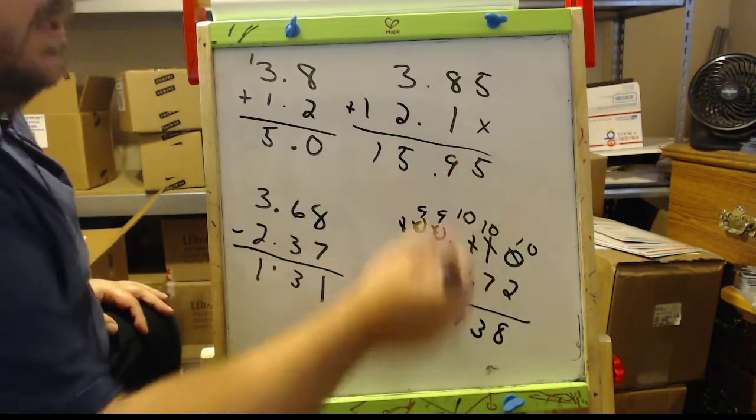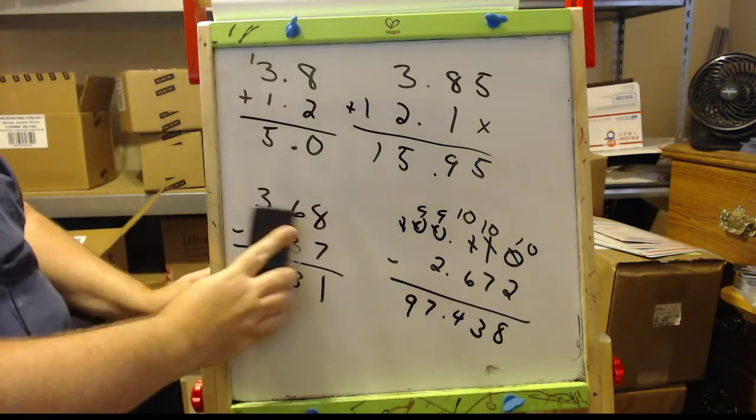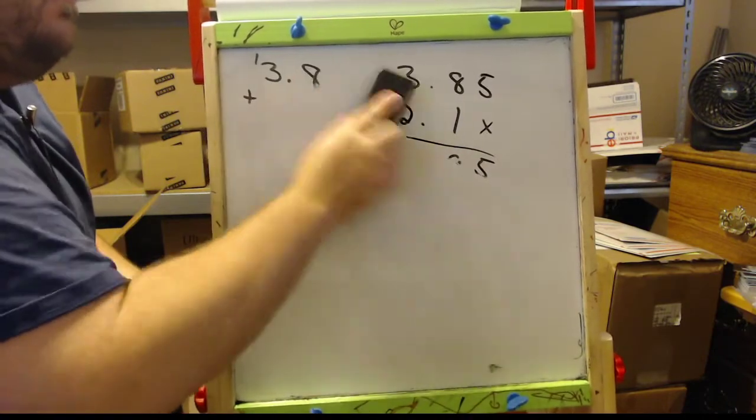But the key to this is bring the decimal down. Make sure you line up everything. And I give you enough review problems to get that down. If you don't line them up, of course, you're going to get the wrong answer.